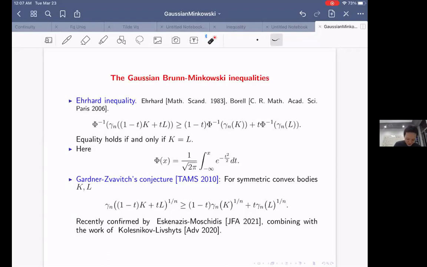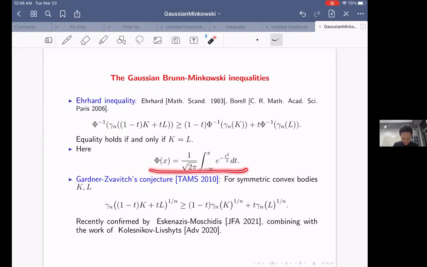And an interesting thing is that there are also many mathematicians who have considered the Gaussian Brunn-Minkowski type inequalities. And the first one is the Ehrhard inequality. It reads as this: Φ^{-1}∘γ_n is concave. It can be written as this. Φ^{-1} here means the inverse of the primitive of the Gaussian density.